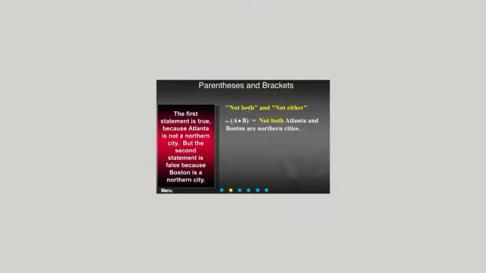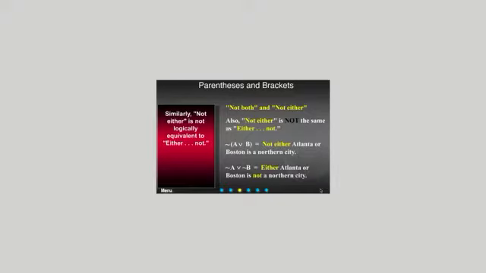All right, so look for that "not both" when you want to look for parentheses. Not both Atlanta and Boston are northern cities. So this just means not A and not B, combined by the main operator "and." Again, this is confusing, I'm sure, but stick with me and just try to memorize this: the "not both."